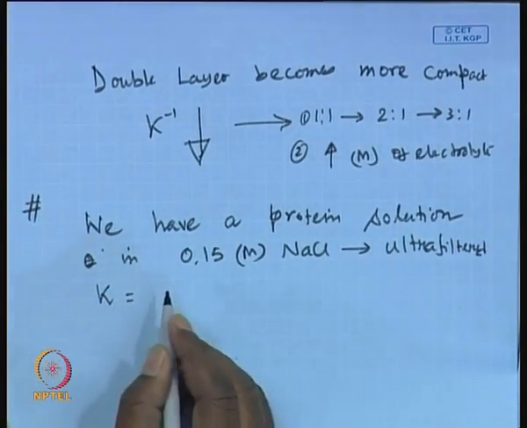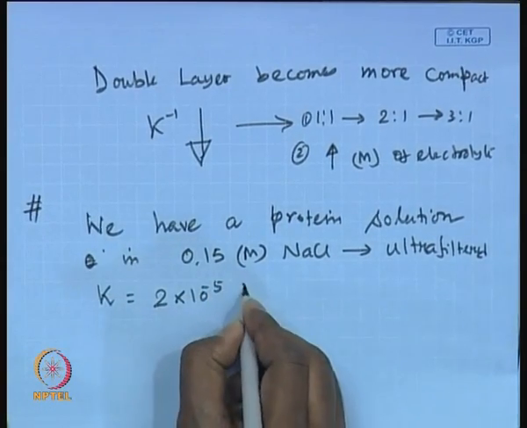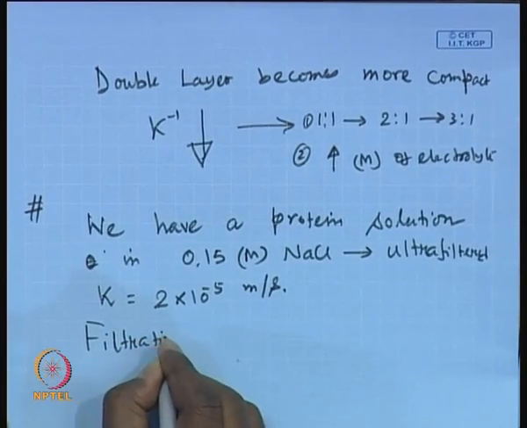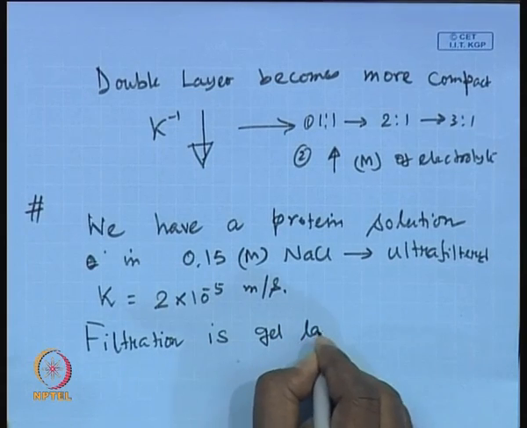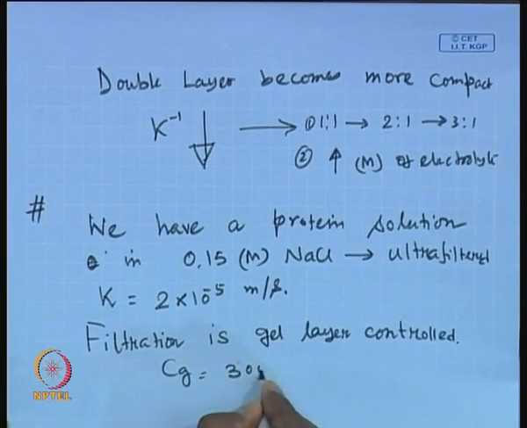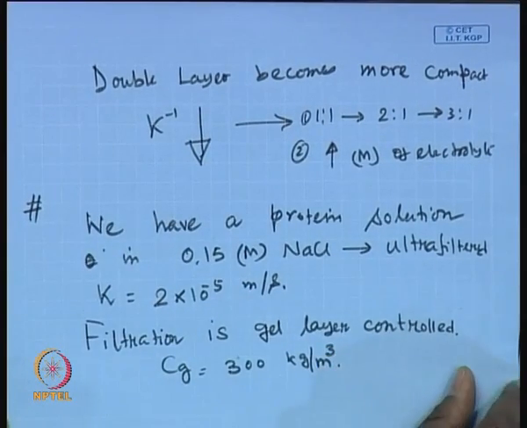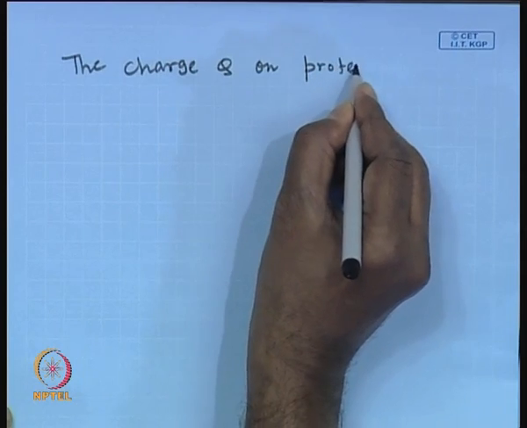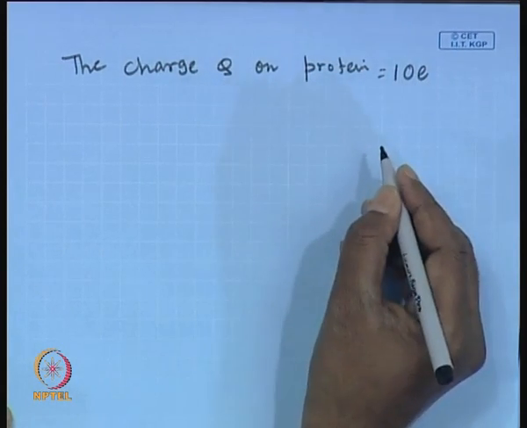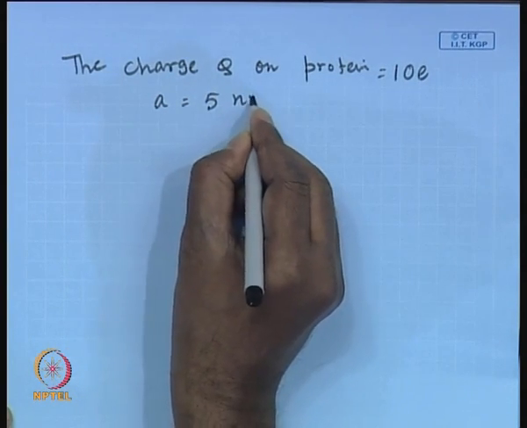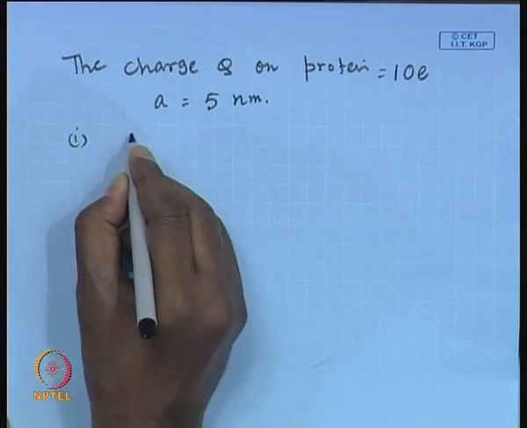With the cross flow velocity etc., such that the mass transfer coefficient becomes 2 into 10 to the power minus 5 meter per second. The filtration is gel layer controlled, and the gel concentration is given as 300 kg per meter cube. The charge number of the protein is characterized. The charge Q on the spherical protein is 10 times e, that means 10 into 1.6 into 10 to the minus 19 coulomb. It has a radius a of 5 nanometer. So, the first question is: what is the permeate flux?